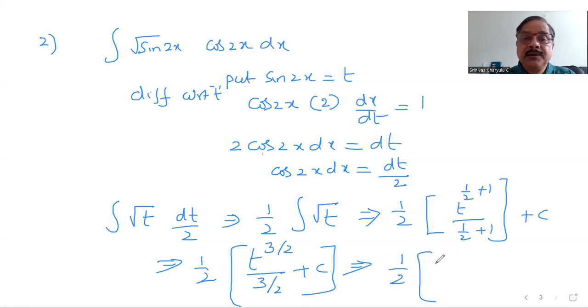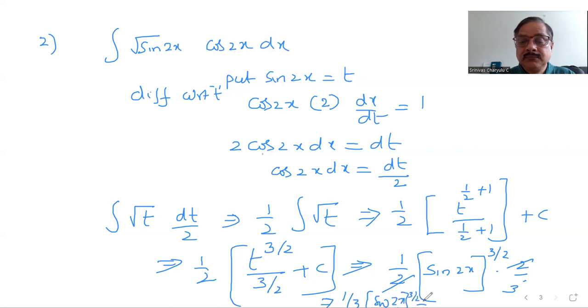T value, sine 2x whole to the power of 3 by 2 into 2 by 3. This 3, 2 cancel. So we are only left with sine 2x whole to the power of 3 by 2 by 3. This is the final answer: sine 2x whole to the power of 3 by 2 by 3 plus c, after cancelling 2 and 2. Okay. So these are all method of substitution sums that we are doing now.